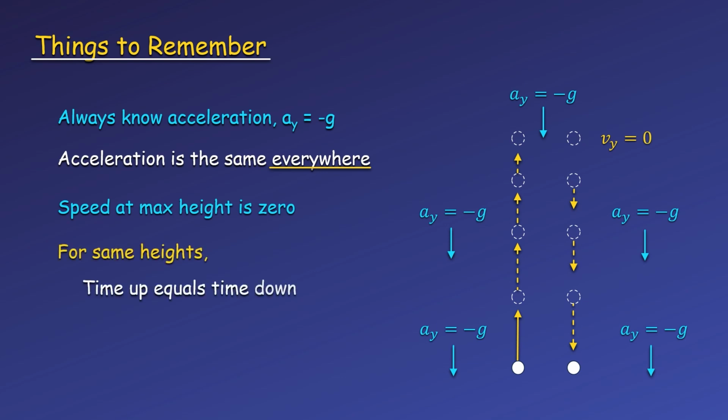When an object goes up and falls back down, the time up equals the time down for the same height. The speed on the way up equals the speed on the way down for the same height. Notice that I didn't say the velocities are equal, because on the way up, velocity points up, and on the way down, velocity points down. So remember that velocity is a vector, and you have to flip the sign.